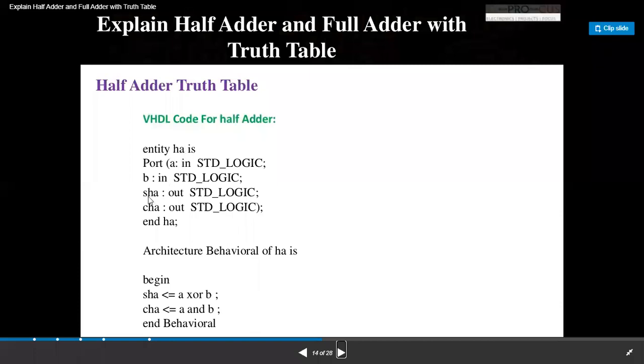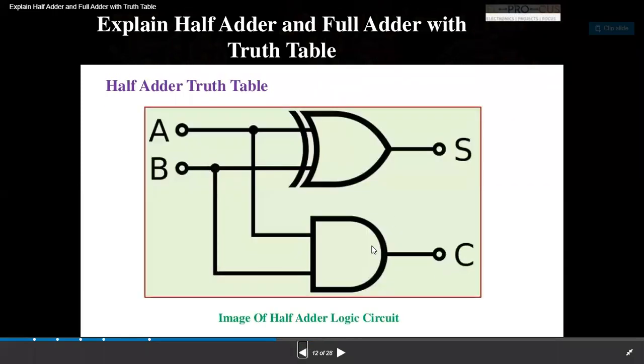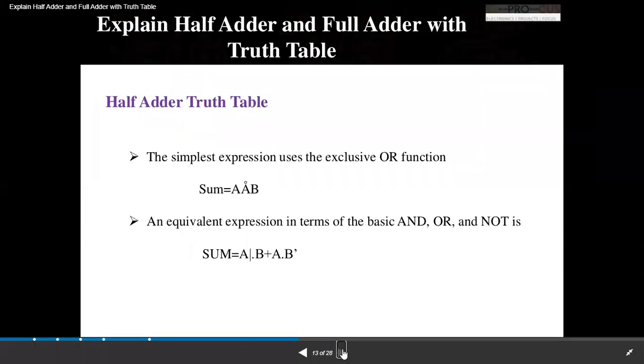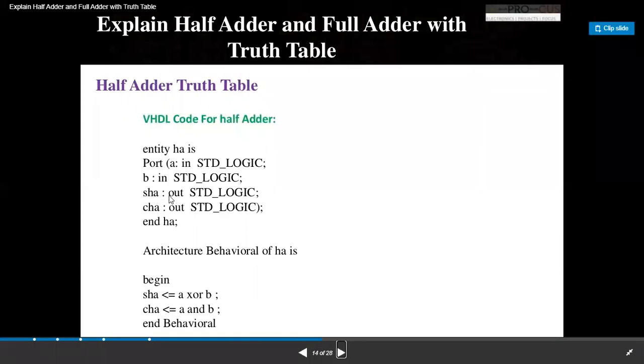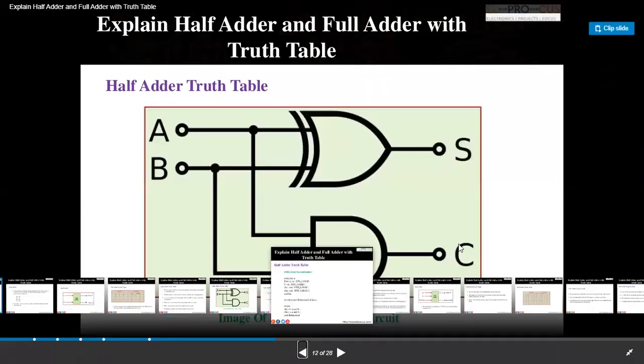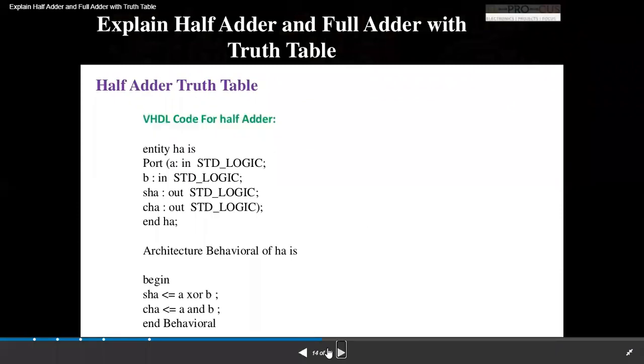Here the sum of the half adder is given as S, which is nothing but an output. Instead of a simple S, we write SHA, and that is an out STD logic, or out standard logic. In a similar way, the next bit is the carry, CSHA, which is also out STD logic, and we end the half adder input output port declaration. The next one is the architecture, where we have to define how the design functions.